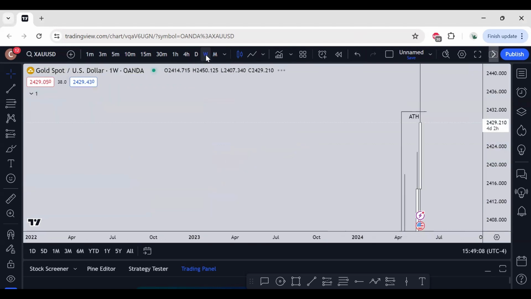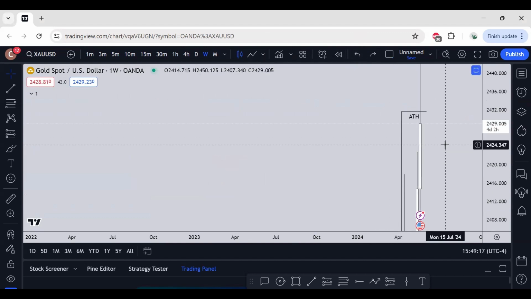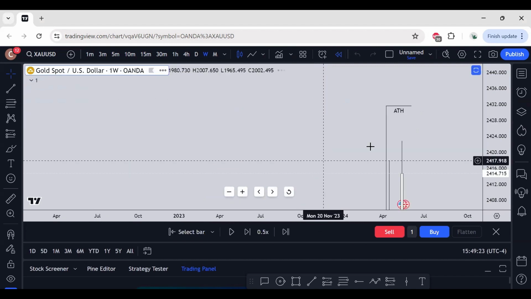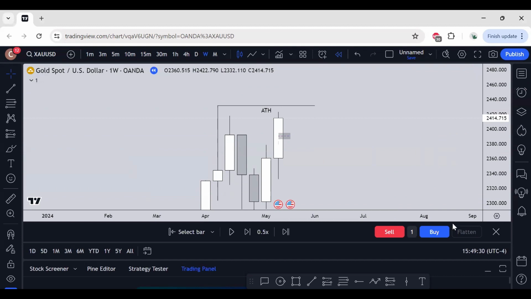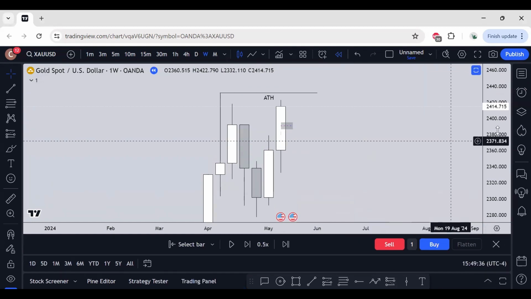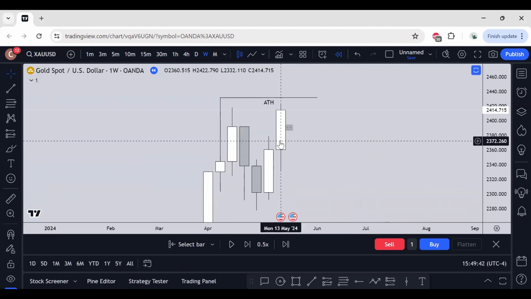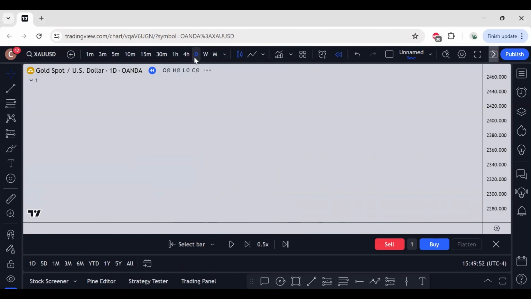I'm going to start with the weekly because that's where my analysis actually starts from. If we go back to the previous week, before the week had started, this is the analysis that I had. Overall, gold is bullish on the weekly. The previous week, which started on the 13th of May, was bullish as well. We do not want to be looking for sells, or at least I do not want to be looking for sells. I just want to have one bias.